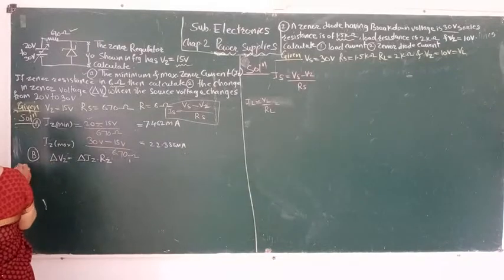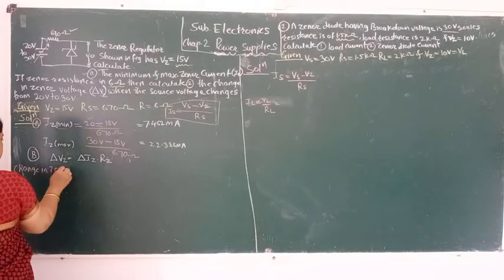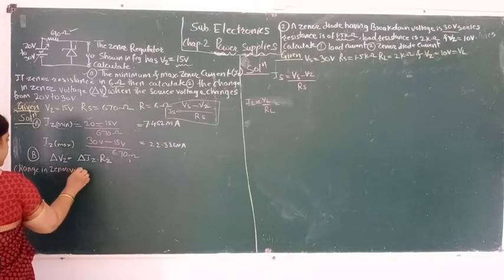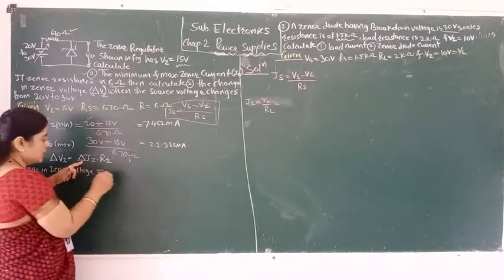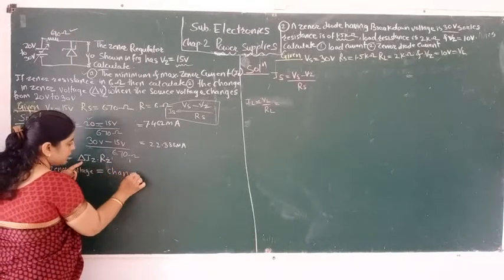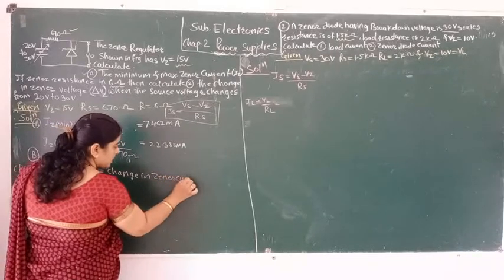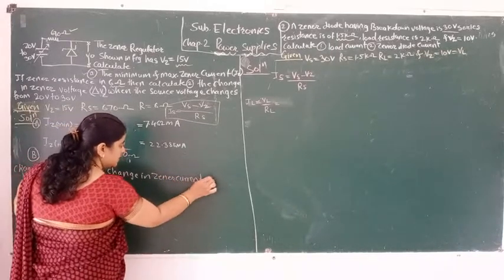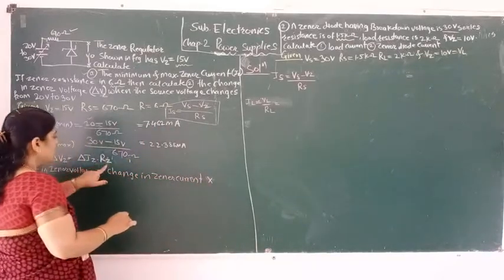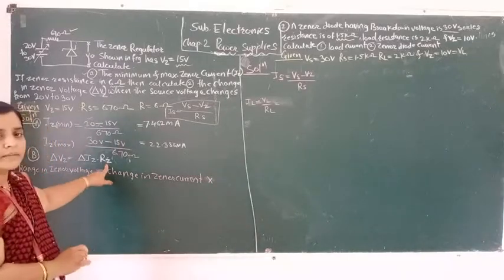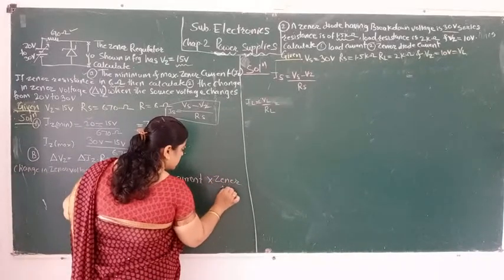Delta means change. So the change in Zener voltage is equal to delta Iz. I means current, so this is the change in Zener current, into Rz. Rz is the Zener resistance.